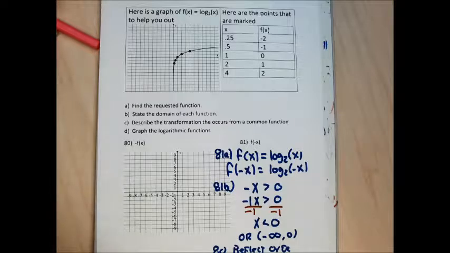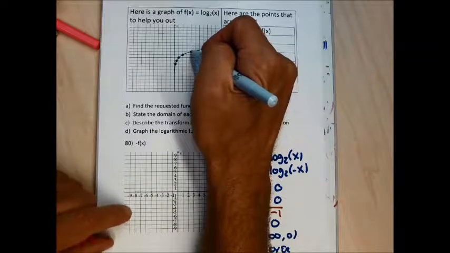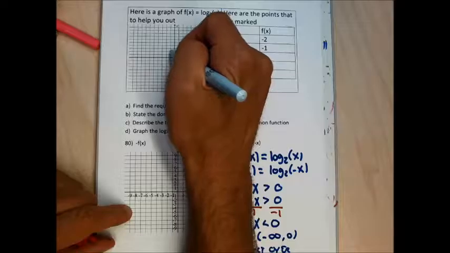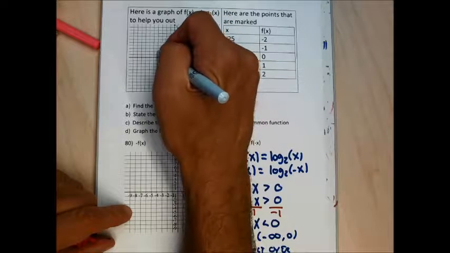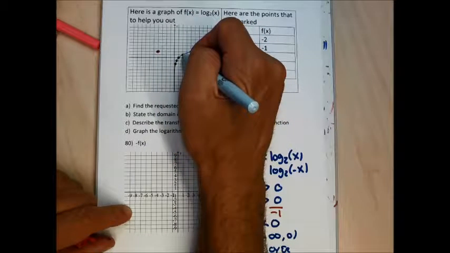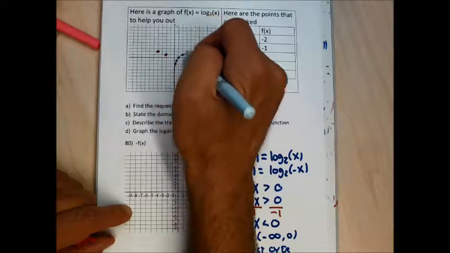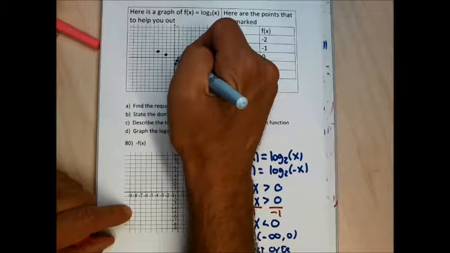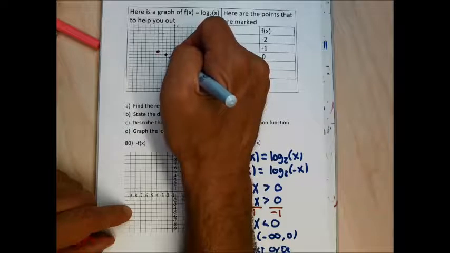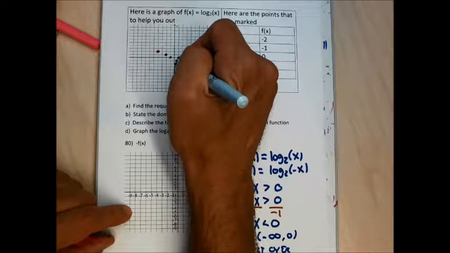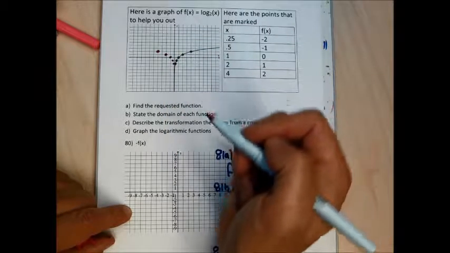the y-axis. This point looks to be 4 to the right of the y-axis, so I'm going to make it 1, 2, 3, 4 to the left of the y-axis. This point is 2 to the right of the y-axis. I'm going to make it 2 to the left. This point is 1 to the right. I'm going to make it 1 to the left. This is about a half to the right. I'm going to make it a half to the left. This is a quarter to the right. It's going to be a quarter to the left.